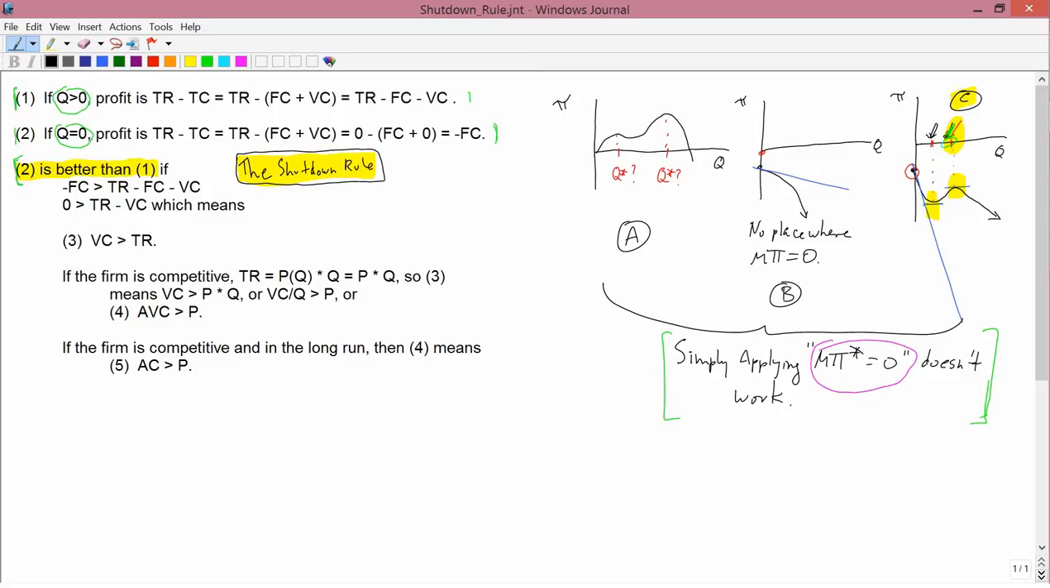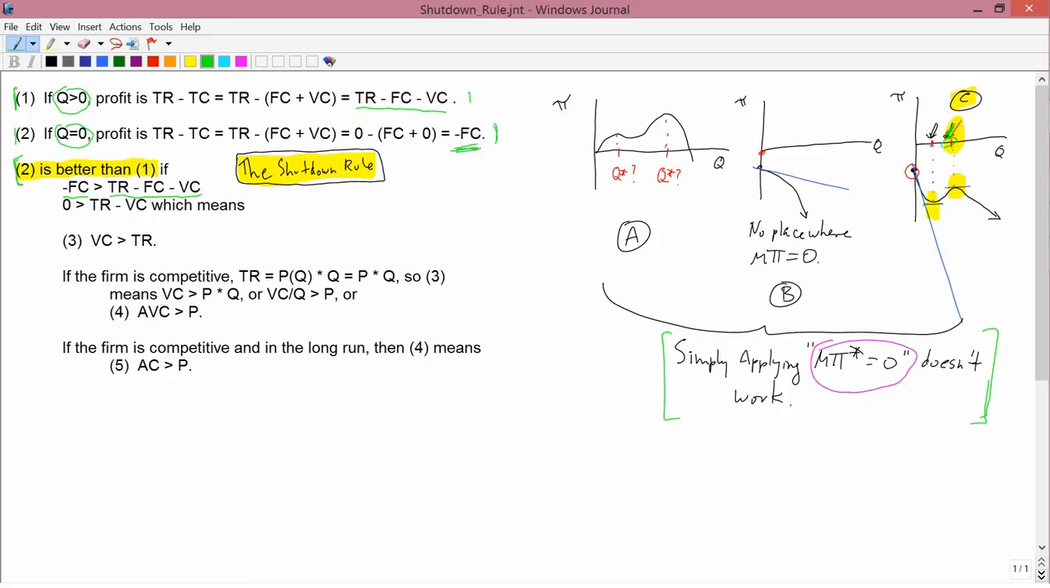So let's develop the algebra of the shutdown rule. 2 is better than 1 if the profit of 2, which is minus fc, is better than the profit of 1, which is this. So that's what I wrote here. This is the profit of 2, and this is the profit of 1. And if the profit of 2 is better than the profit of 1, then 2 is better than 1.